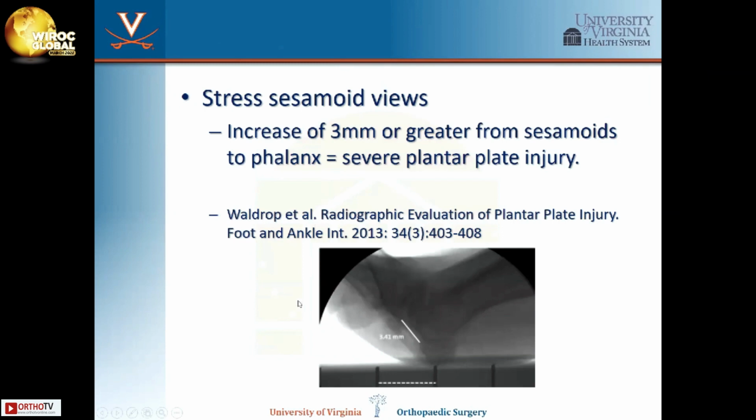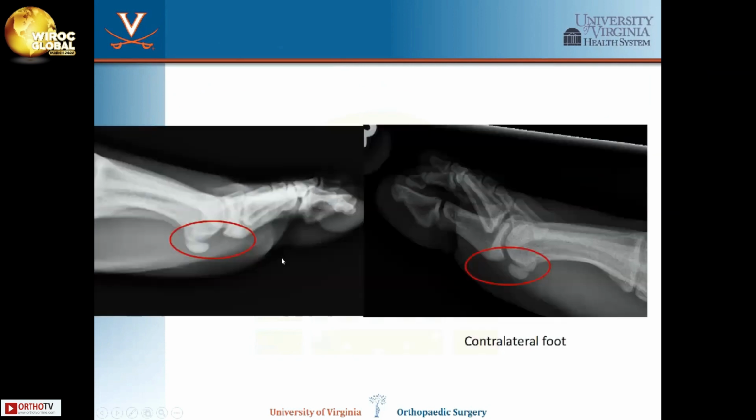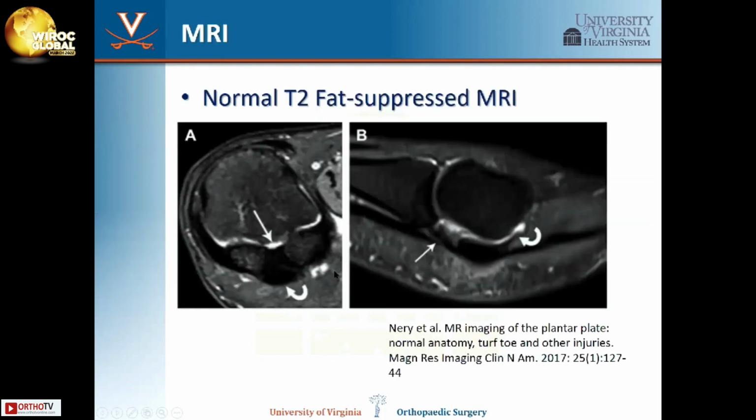This is a fluoroscopic image taken from a paper by Waldrop et al. in 2013, and in their paper, they found that an increase of 3 millimeters or greater from the sesamoids to the phalanx equals a severe plantar plate injury. And here's a picture of my patient. The left image is the injured side, the right image is the non-injured side, and you can see a clear difference between the two with diastasis here and retraction on the left.